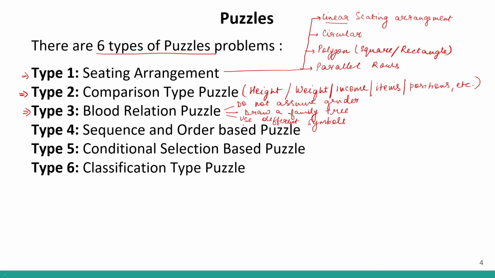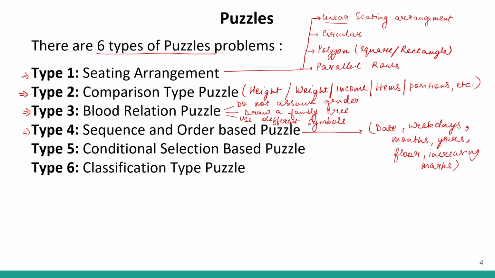Okay, but remember these 3 points. Do not assume the gender, draw a family tree, and use different symbols. Then we have sequence and order based puzzles. So sequence and order, again, we can have different things. We can arrange them based on date, on weekdays, on months, on years, on floors, different floor numbers, or on increasing marks or something like that. Basically, we are making a sequence and an order. There can be many possibilities in these types of puzzles.